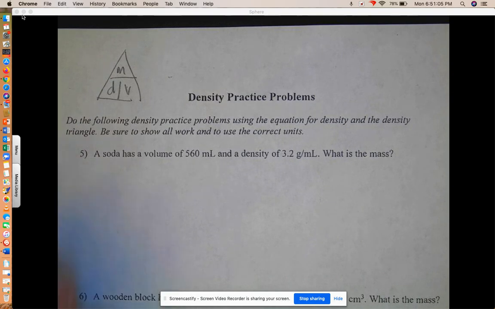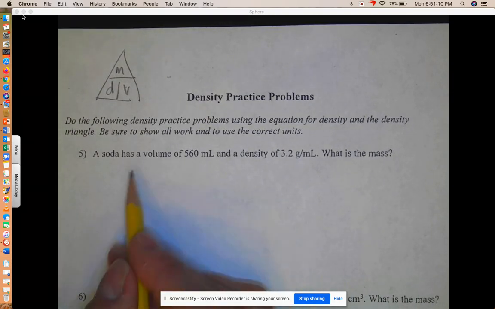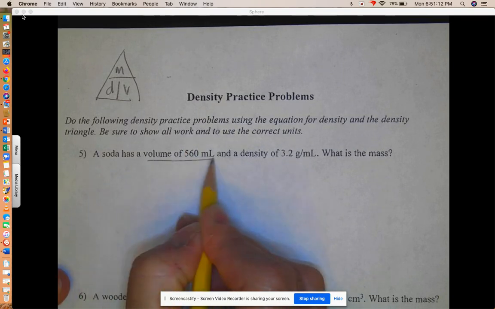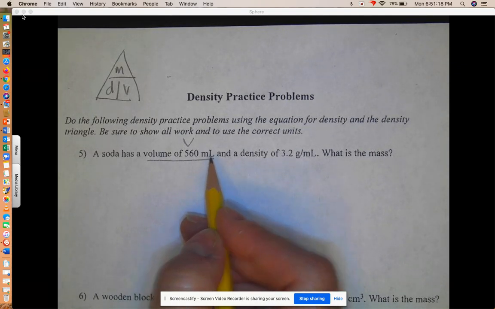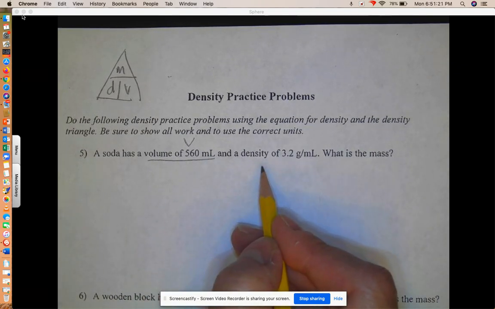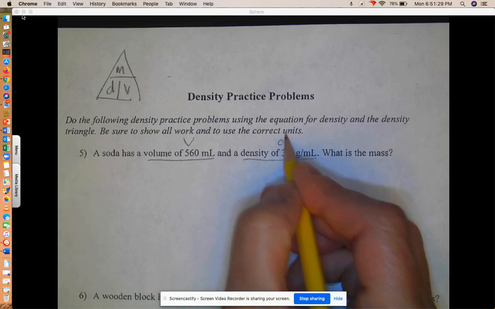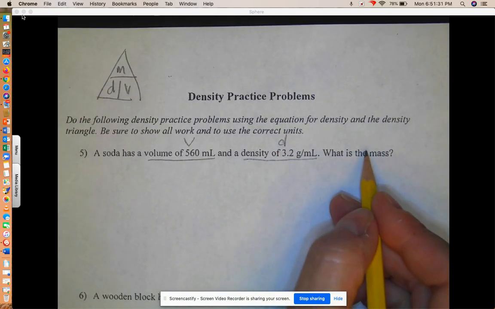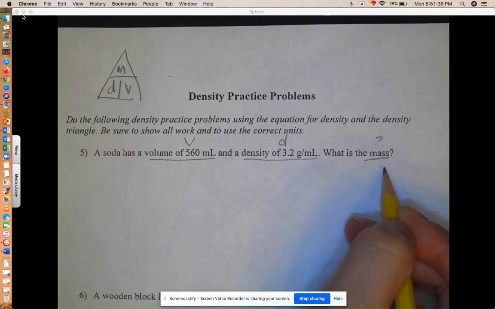So let's read this problem. And we're going to do that same thing. We're going to underline the number that we see in the unit. Soda has a volume of 560 milliliters, right? That's what we measure liquid volume in, milliliters. And then it's actually giving us the density. Notice that the density has grams per milliliter. It's got both units in it. So this would be our D in our formula. And then it says, what is the mass? So in this question, we're actually solving for the mass.